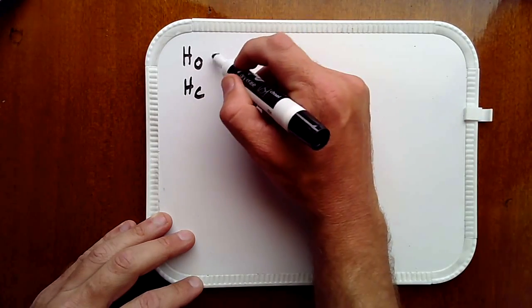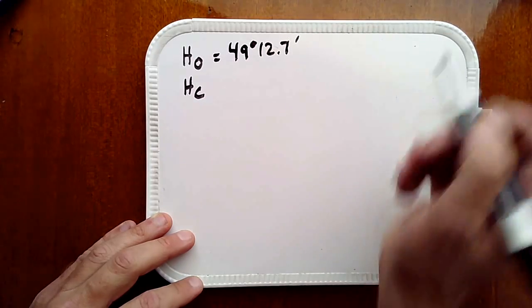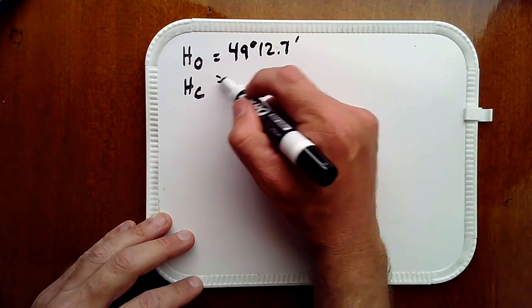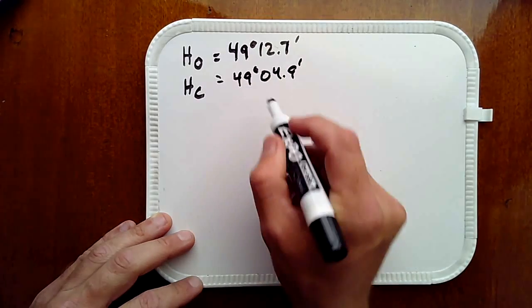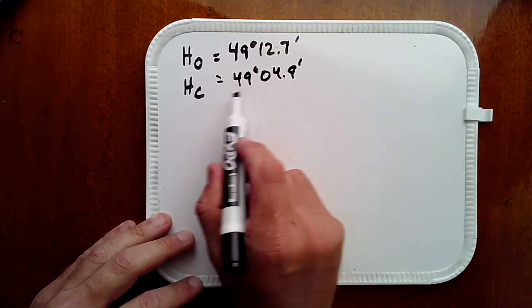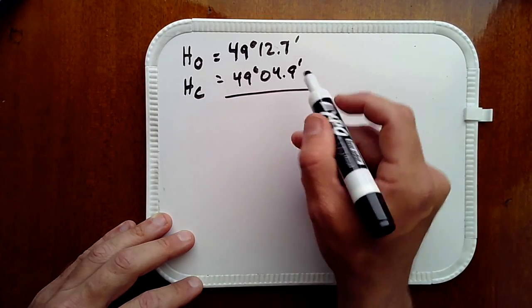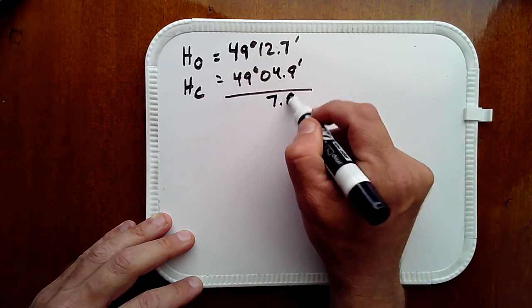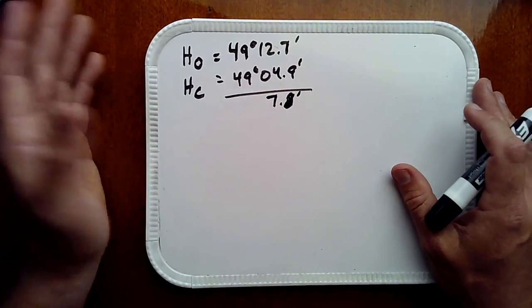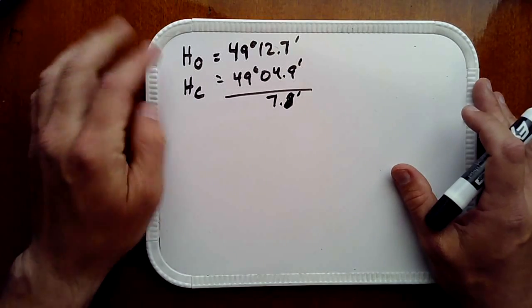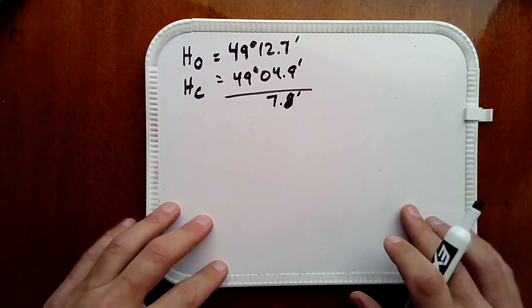For instance, if the HO was 49 degrees and 12.7 minutes above the horizon, and our height computed was 49 degrees and 04.9 minutes, this height computed is calculated as if you were standing on the assumed position. You're not. There's a difference. In this case, it's 7.8 minutes of difference. So this may seem simple and mundane to determine the difference between them, but it's a very, very important part of the whole process. So let's buckle in and talk a little bit about theory.